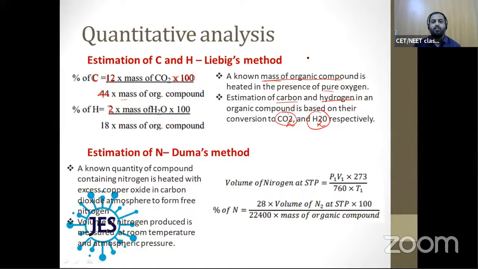Someone has asked again, what is 44? 44 is the molecular mass of carbon dioxide. Yes, Venkatesh, Ravi, you all are right. Water contains 2 hydrogen atoms. One molecule of water contains 2 hydrogen atoms. To account for that, you take 2 here. Simple. 1 mole of carbon dioxide contains 1 mole of carbon, therefore you take 12. In water, 1 molecule of water has 2 hydrogen atoms, therefore you take 2. Simple.